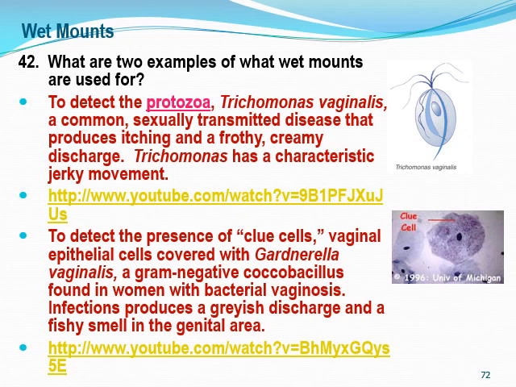So to detect the presence of clue cells, okay, these are vaginal epithelial cells that are covered with Gardnerella vaginalis, which is a gram-negative coccobacillus found in women with bacterial vaginosis. Infections produce a grayish discharge and a fishy smell in the genital area.